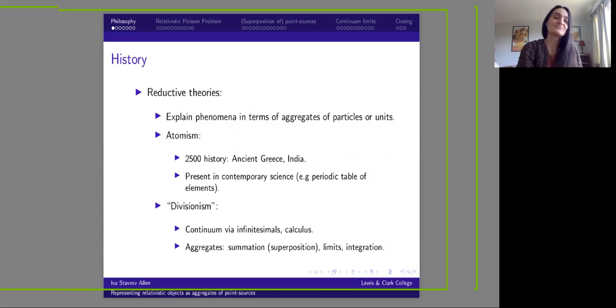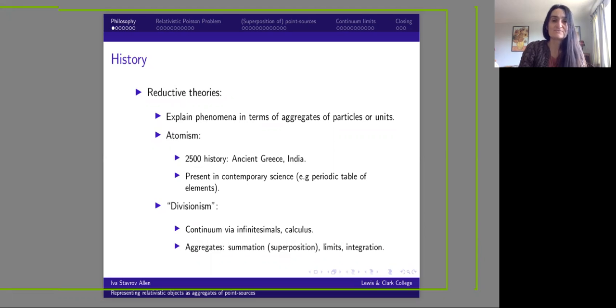Let me start with a little bit of philosophical framing of how this all fits together. I think a lot of contemporary science and contemporary thought is reductionist in flavor, in that a lot of phenomena are explained in terms of aggregates of particles or units. Certainly that's clear in chemistry. And there's this whole atomism idea that has a 2,500-year history, and it permeated a lot of Western thought.